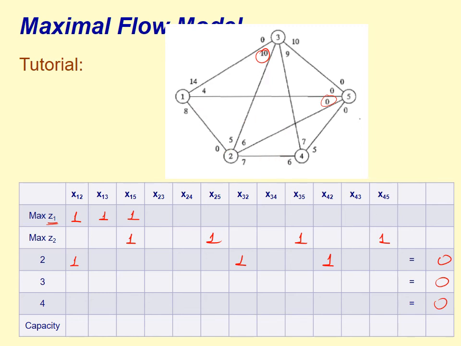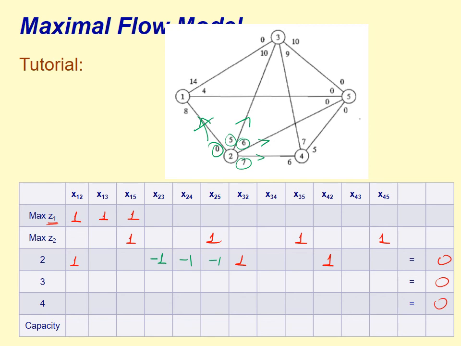What about the outflows from node 2? This cannot be an outflow because capacity is 0. This can be an outflow, which is x2,3, so outflow will be -1. This can be an outflow because the capacity is 6, so x2,5 is -1, and this can be an outflow, which is x2,4, also negative, and the right hand side will be 0.